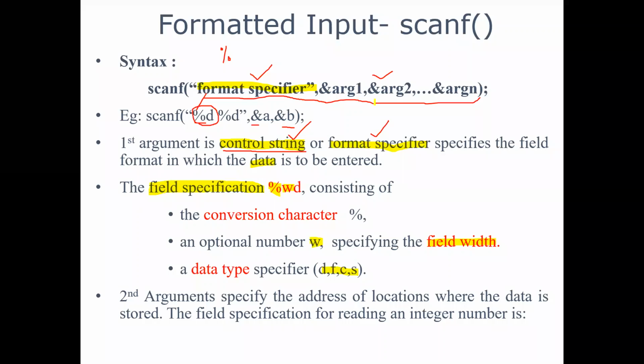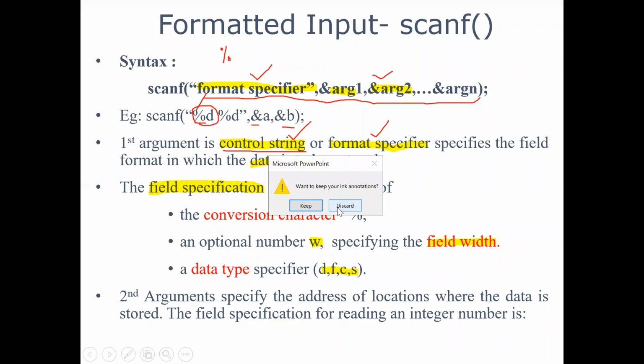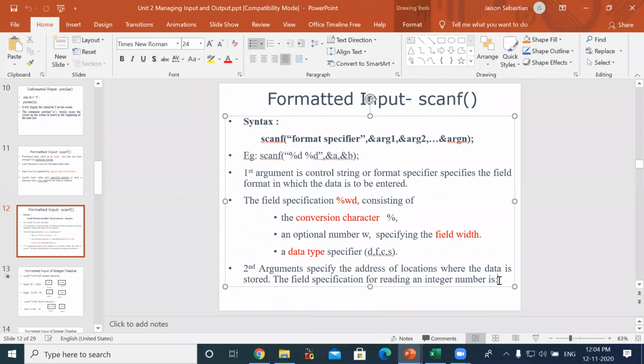Then the second argument will be the address of the location where the data has to be stored. When we use scanf, we have to precede the variable with an ampersand symbol. The field specification for reading an integer number, as you can see, is %d. Or you can just give it as d.